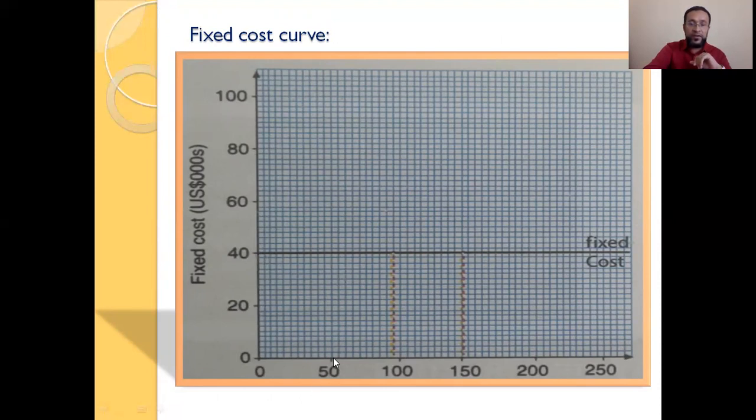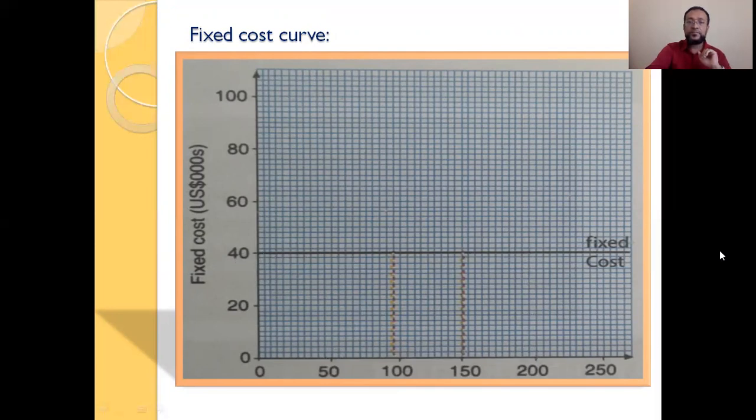When output increases from 0 to 50, average fixed cost is still 40,000. If output increases from 50 to 100, 100 to 150, 150 to 200, like that, still the fixed cost is the same. It is still 40,000 US dollar. That is why the shape of this fixed cost curve is horizontal, parallel to the horizontal axis.